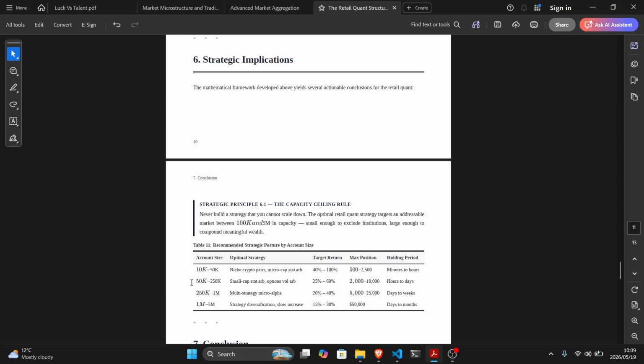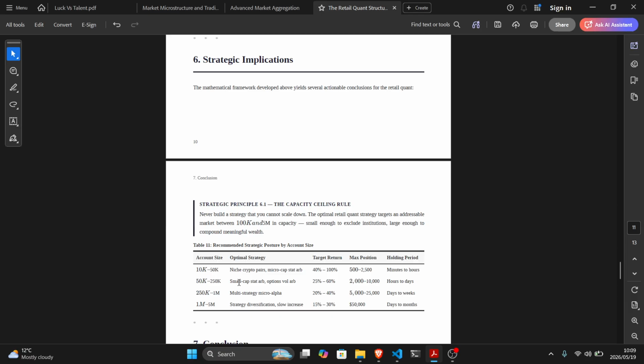For an account size of 50K to 250K, the most optimal strategy is small cap stat arb, options, vol arb, target return about 25% to 60%, max position 2,000 to 10,000, and a holding period of hours to days.